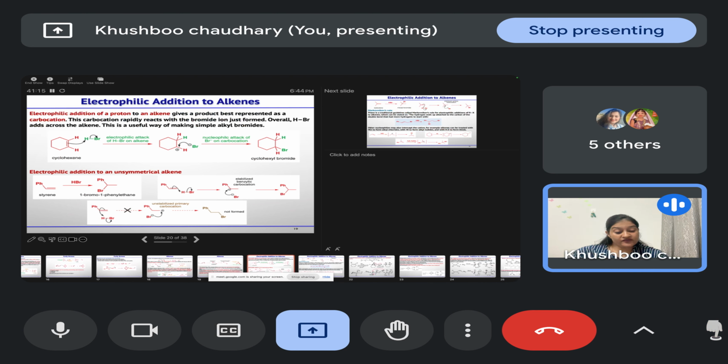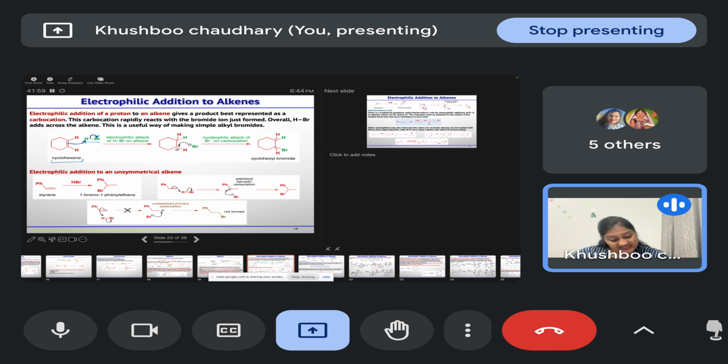Now, how will electrophilic addition of protons take place to an alkene? If we take cyclohexene and react it with HBr, we know that in HBr, bromine is electronegative in nature, so it pulls the electron density towards itself. Hydrogen, being electron deficient in the case of HBr, will be attacked by the pi electrons at this partially positively charged hydrogen, and the H-Br bond will break in such a way that electrons will move towards the electronegative species, that is bromine here.